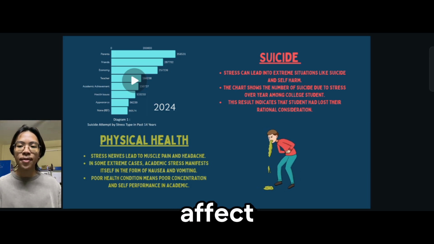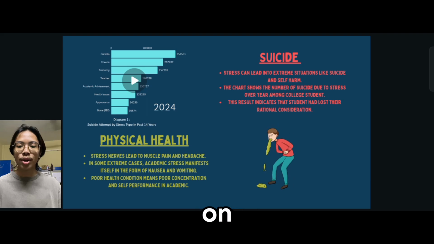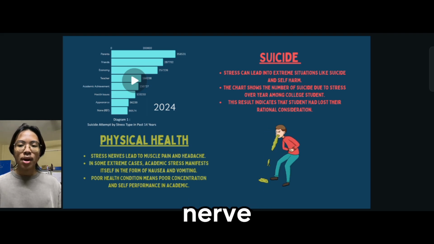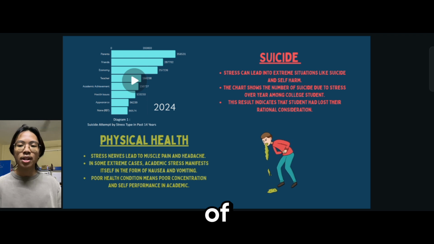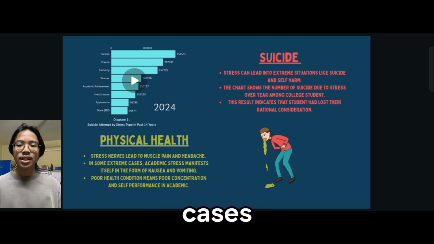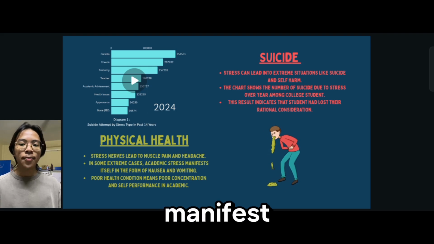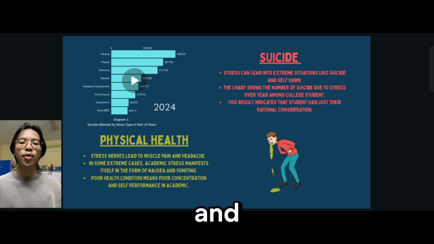Stress doesn't just affect the mind, it also takes a heavy toll on our physical health. For example, stress can often cause muscle pain and headache. In several cases, especially with academic stress, it can even manifest physically as nausea and vomiting.